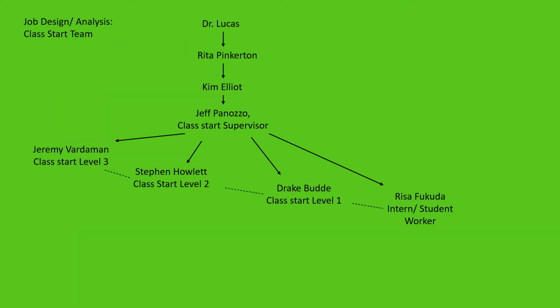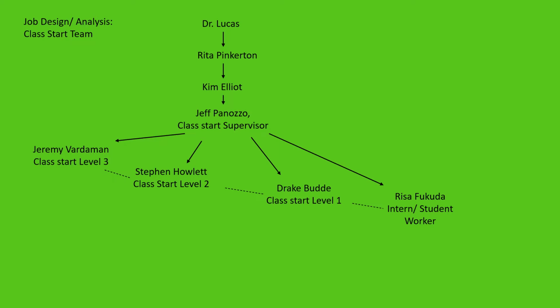So let's look at the class start team and kind of the job analysis. Of course, as it stands right now, Dr. Lucas is at the top, followed by Rita, Kim, who's one of the directors, then Jeff, who's the class start supervisor. Now, when the change goes into effect in January, Rita will be replaced by Dr. Carson Castleman, and we will actually be adding another level between Kim and Dr. Castleman. That's Renee. Renee, when the changes go into effect, will be higher than Kim and Christy in the official order of command.